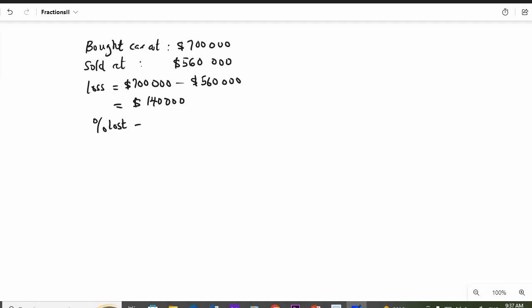lost is equal to 140,000 divided by 700,000 times 100%. And this is equal to 20%. So this is the answer.